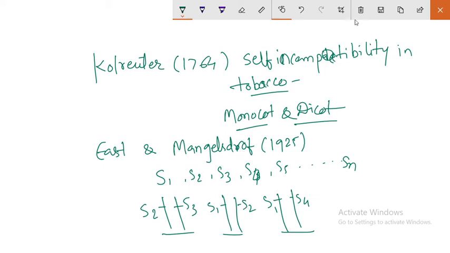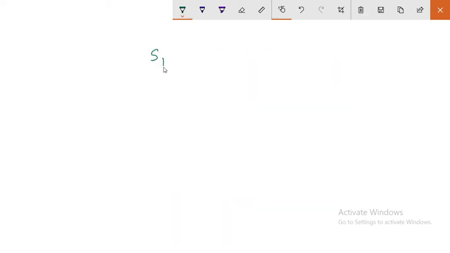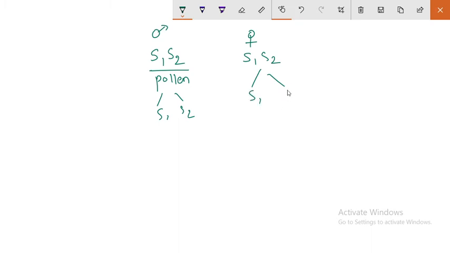Suppose there is a plant which has the S1 and S2 alleles. Suppose it is the male; it produces two types of pollens, S1 and S2. Similarly, the female also has S1 and S2, so it also produces S1 and S2 gametes.